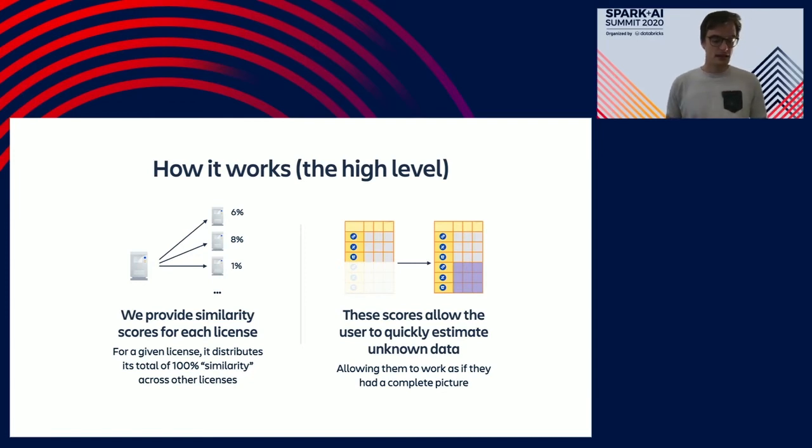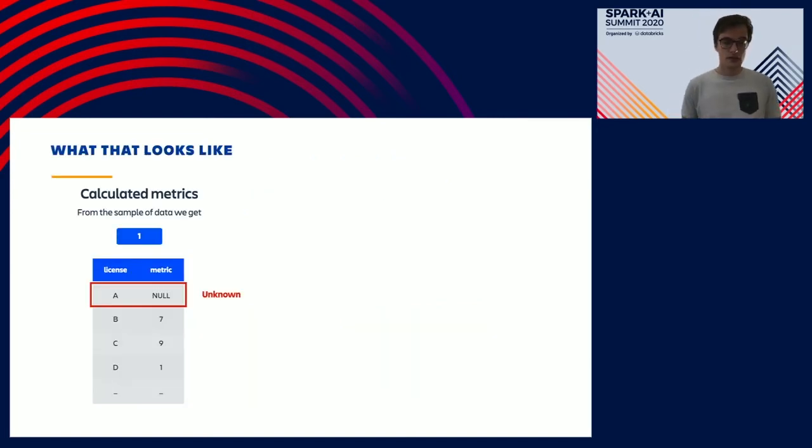Now, these scores allow the user to quickly create a predicted environment for those who don't send us analytics data, allowing them to work with any metric as if they had the full picture. From a practical perspective, it looks something like this, where the analyst first goes and creates a data set of licenses and metrics, where some, in this case license A, do not send us data and do not have a known value for the measure they're looking at.